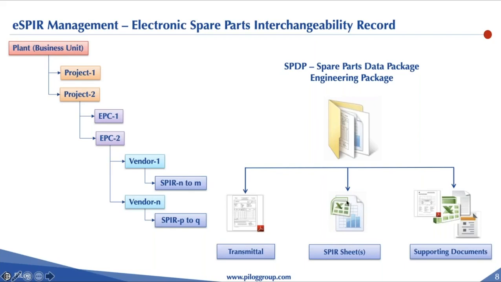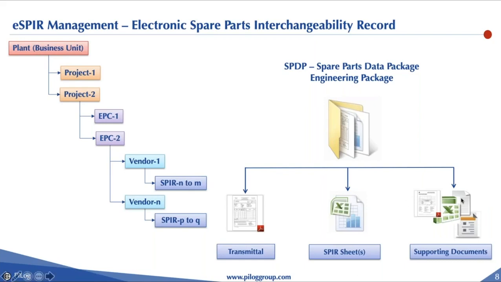And then it would have one or more SPIR sheets, and it would have multiple supporting documents such as cross-sectional drawings, or even P&ID drawings, such as the manufacturer references or manufacturer manuals.